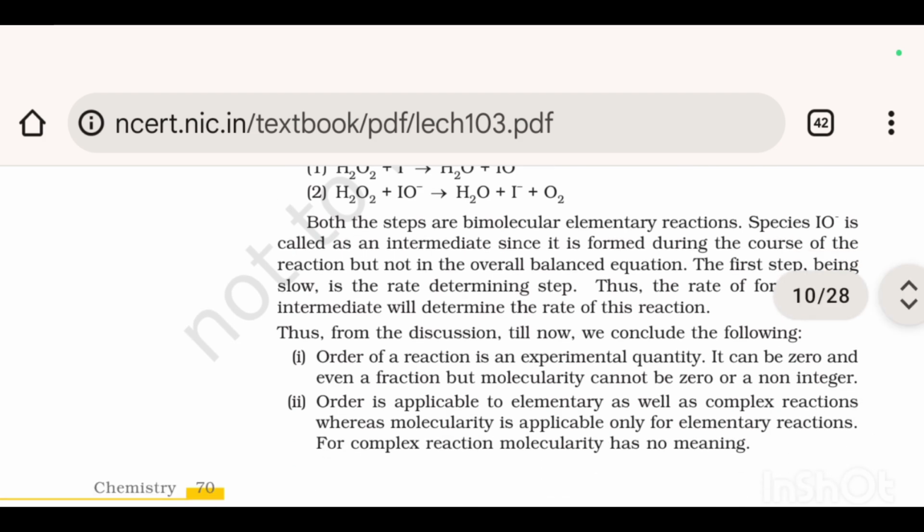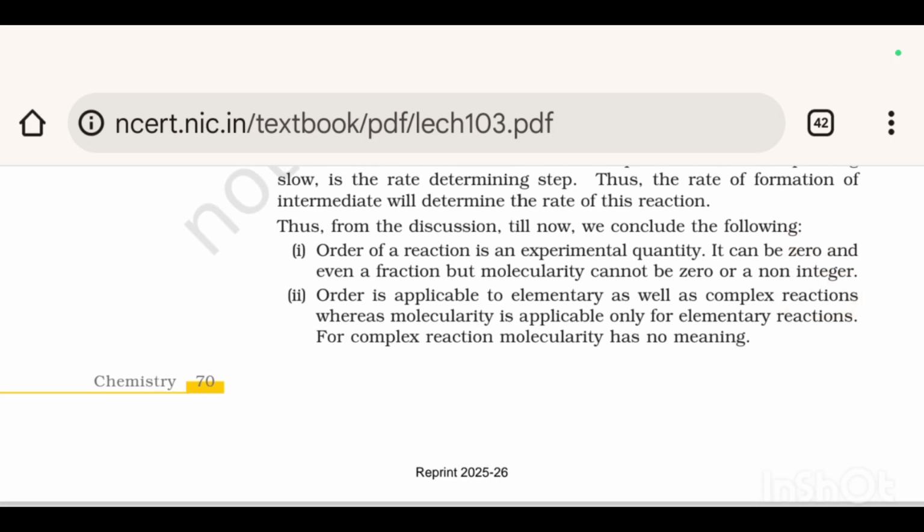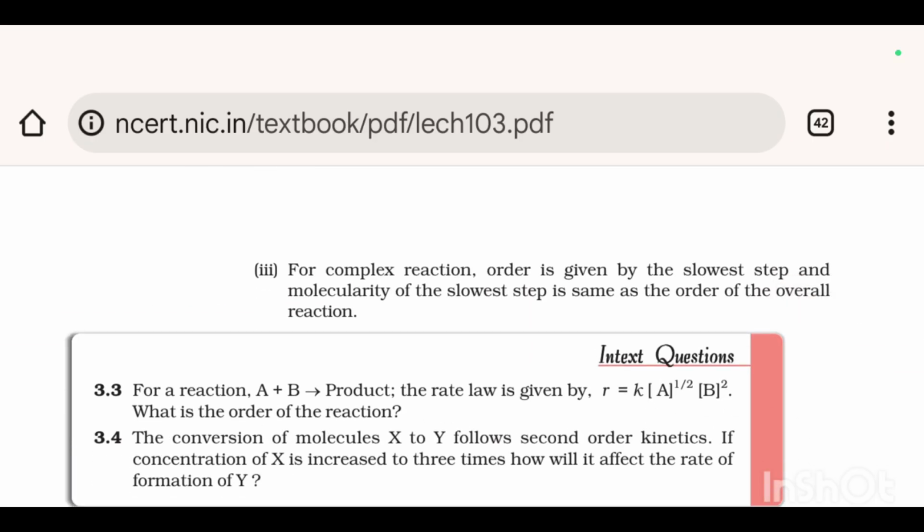This forms the discussion till now. We conclude the following. Order of reaction is an experimental quantity. It can be 0 and even a fraction, but molecularity cannot be 0 or a non-integer. Order is applicable to elementary as well as complex reactions, whereas molecularity is applicable only for elementary reactions. For complex reactions, molecularity has no meaning. For complex reactions, order is given by the slowest step, and the molecularity of the slowest step is the same as the order of the overall reaction.